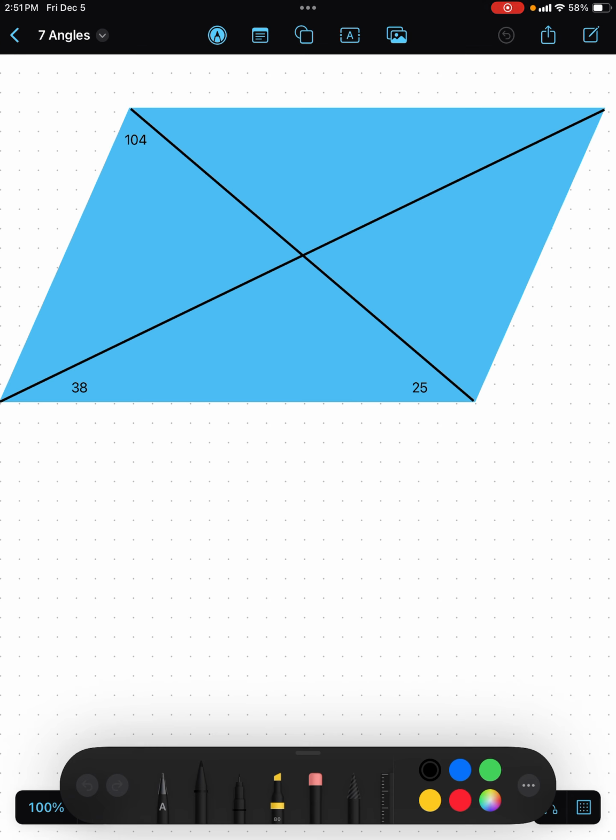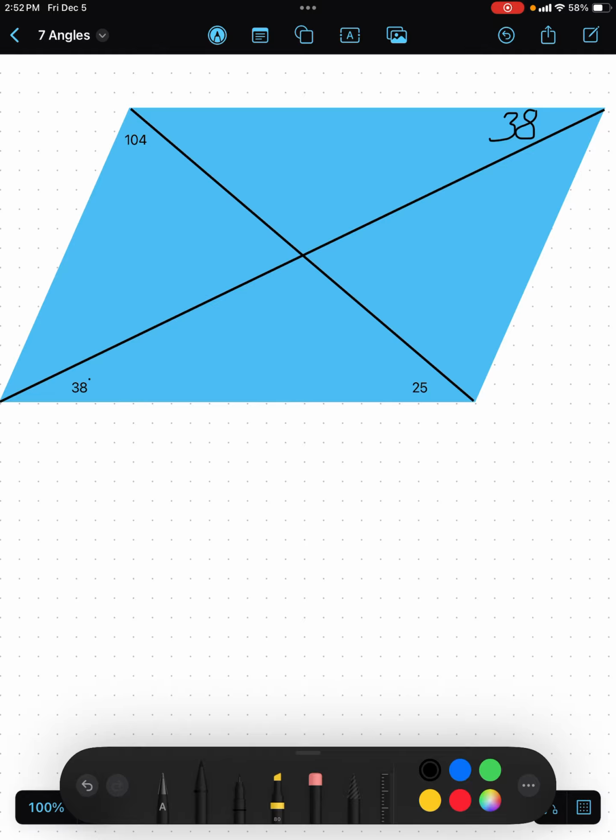we have some alternate interior angles happening here. So this 38 is going to be alternate interior with that one up there. They are on opposite sides of the diagonal and inside the parallel sides, which means they're interior to the shape. So that's going to be 38.